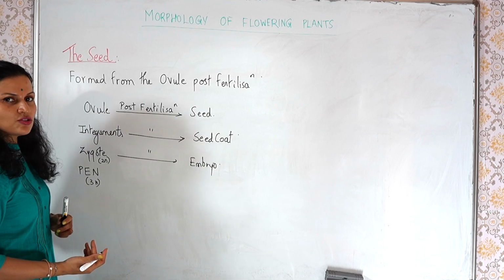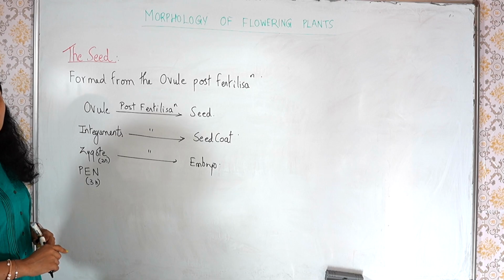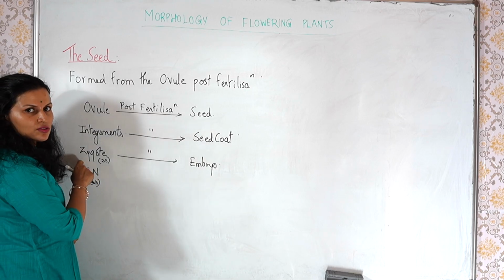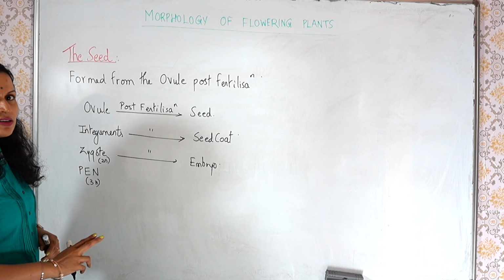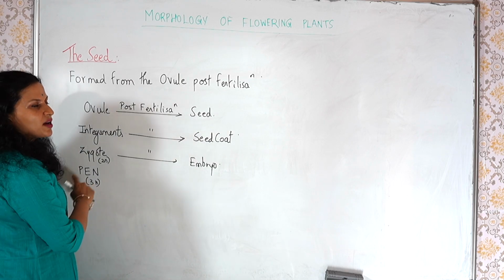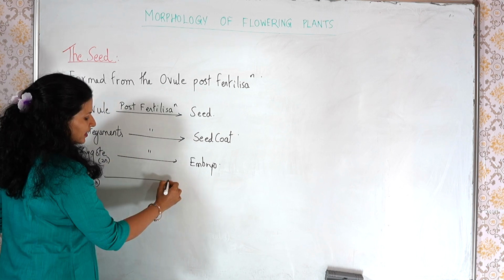fertilization. You know that there are 2 fertilizations that take place inside the ovule. First is the fertilization of the egg cell with the first male gamete resulting in the formation of the zygote. The second fertilization of the second male gamete occurs with the secondary nucleus giving rise to the primary endosperm nucleus, which post-fertilization becomes the endosperm.